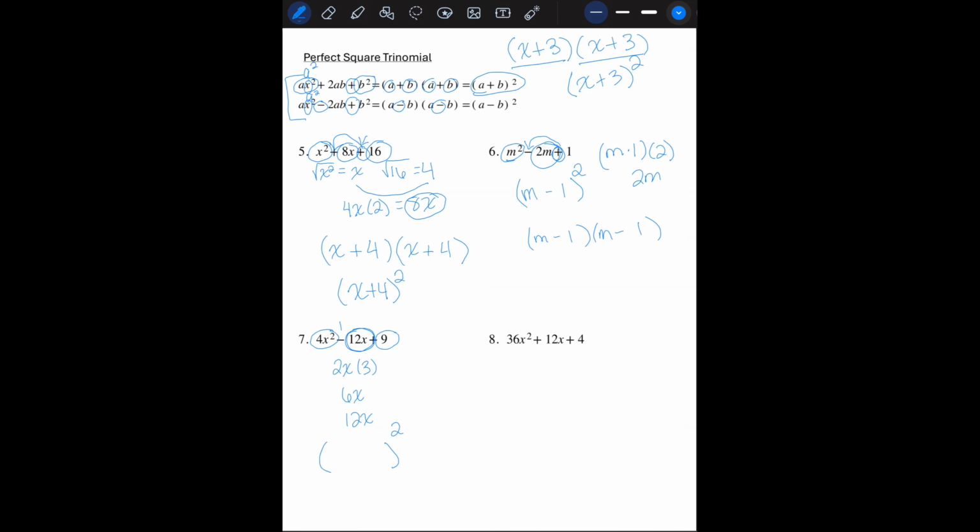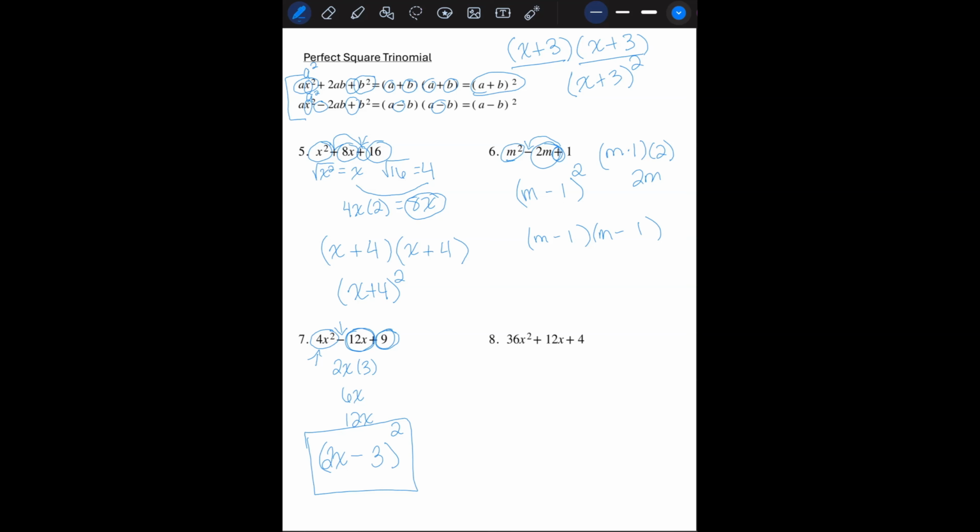I look up front. I know that both of those binomials would have had a minus sign. I square root the front. That gives me the front, so 2x. And I square root the back. That gives me the back. And I have both of my binomials, so 2x minus 3 squared.